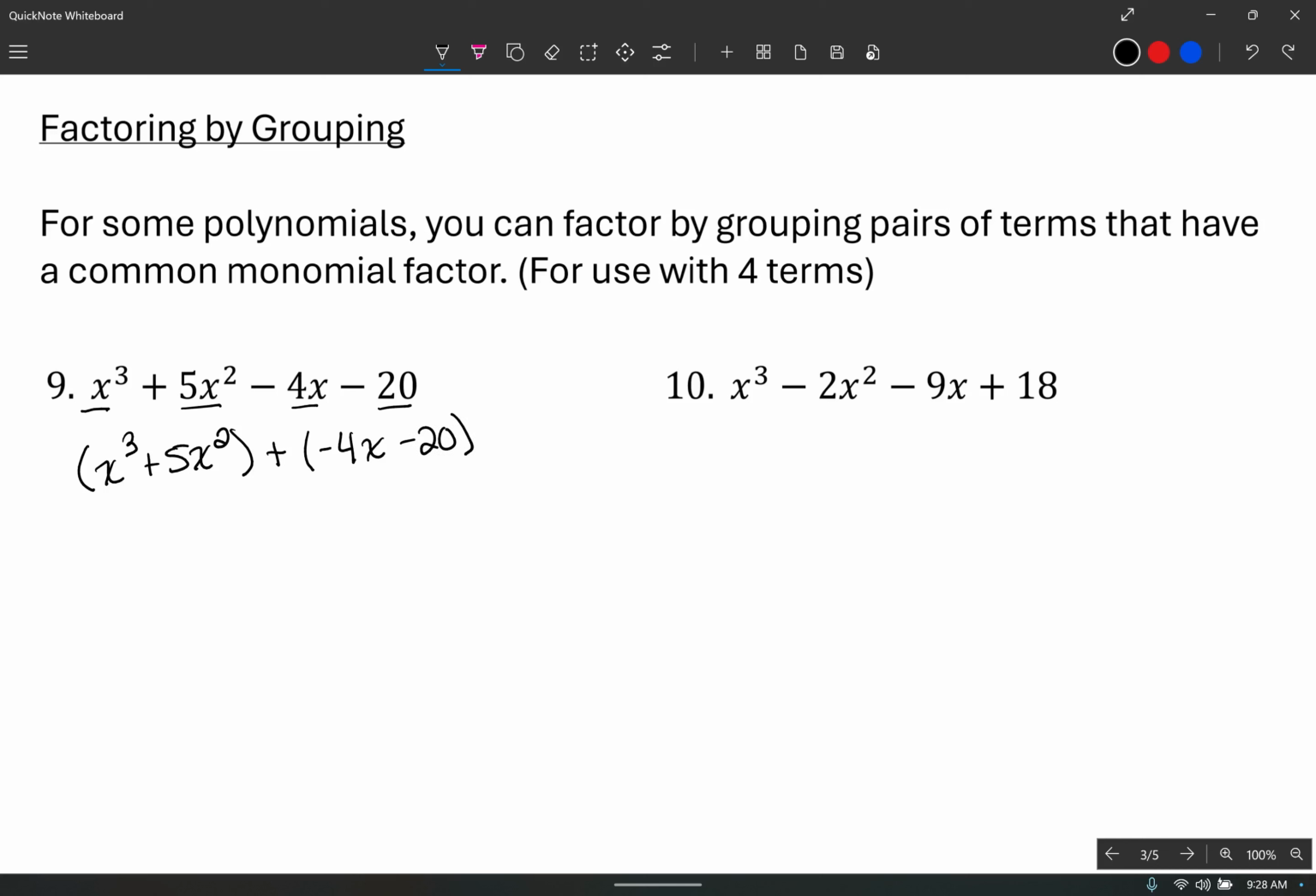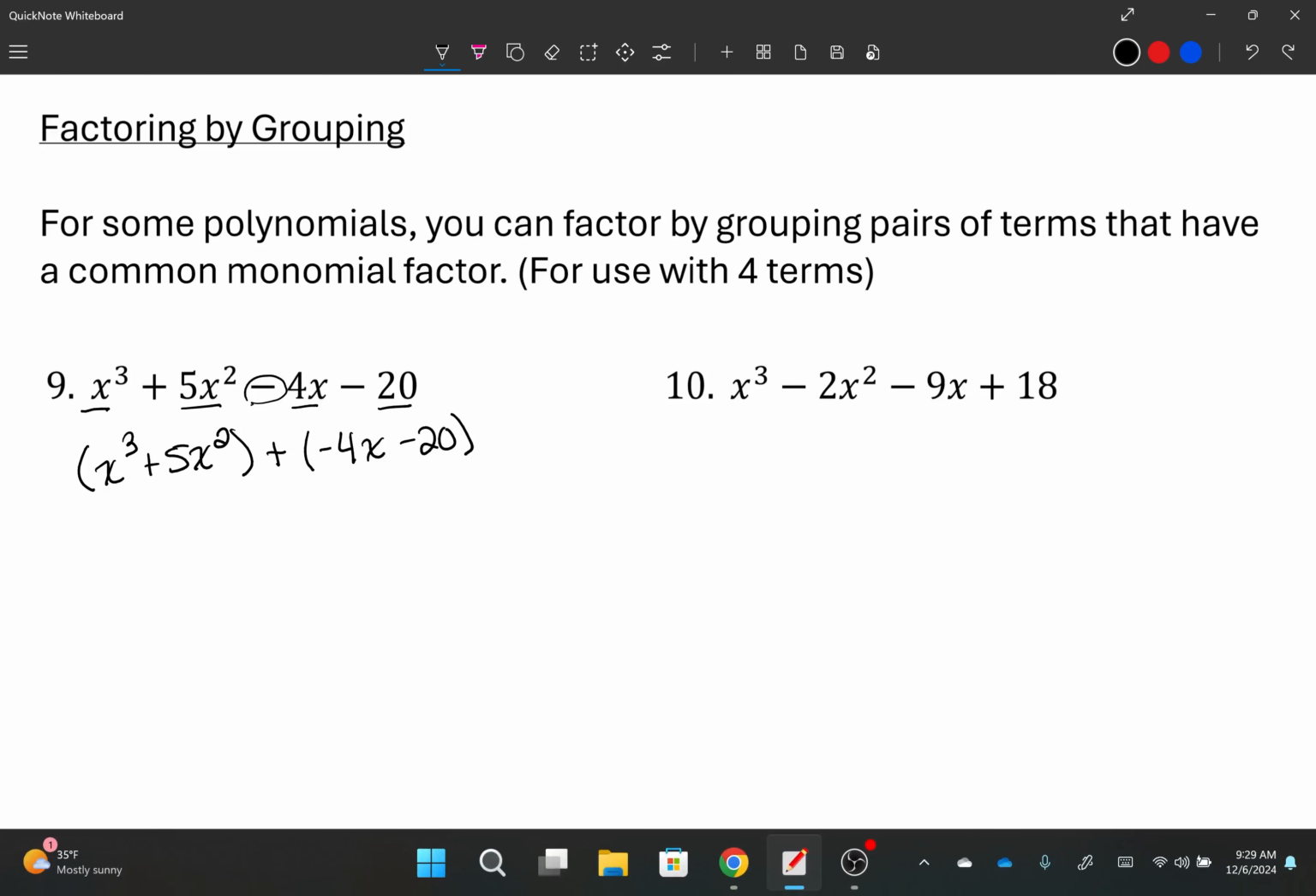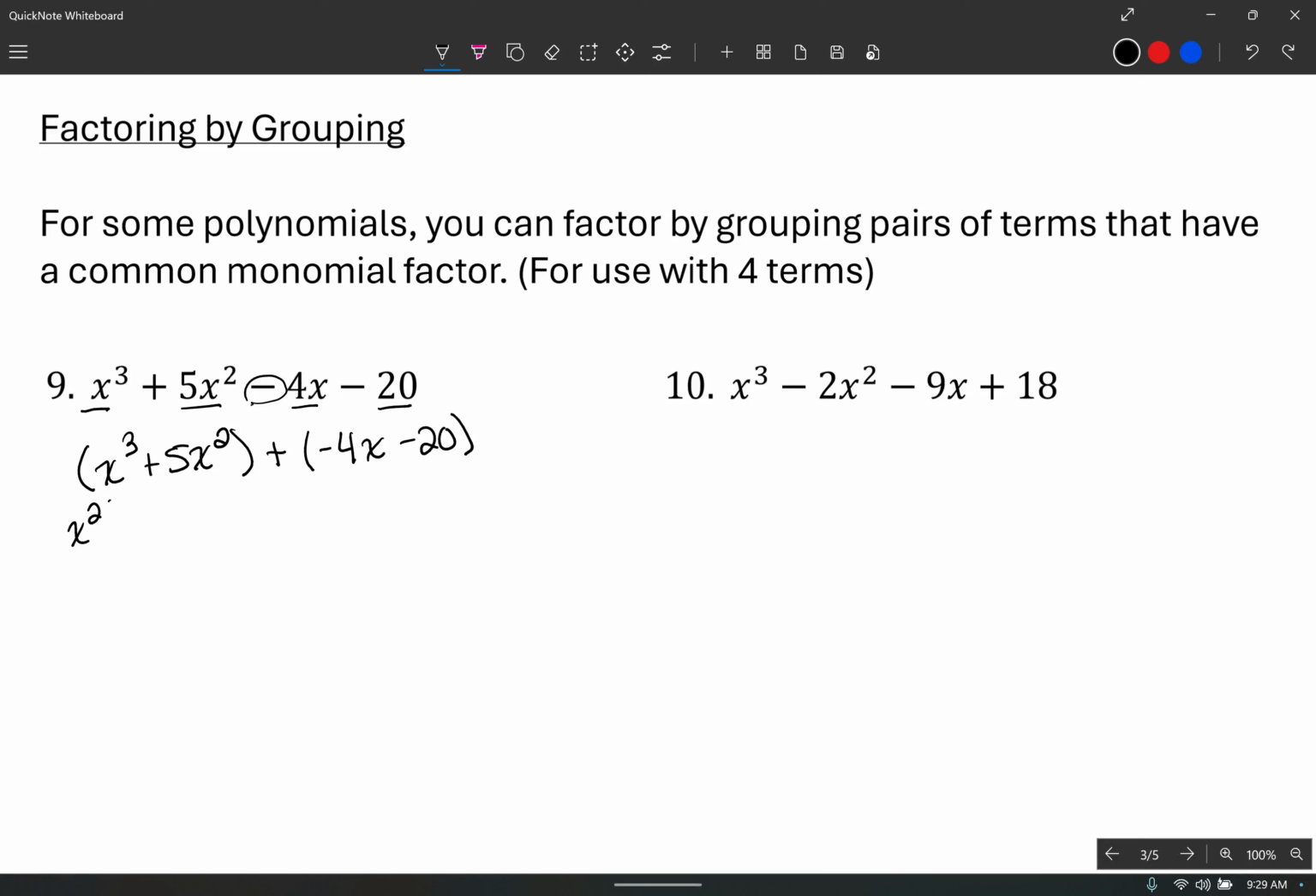Just make sure that if that third term has a minus, you pull that into your parenthesis. Then you're going to factor out a common factor. Well, I see that in my first one here, they have an x squared in common. So I'm going to factor out an x squared. So x cubed divided by x squared is x, and 5x squared divided by x squared is 5.